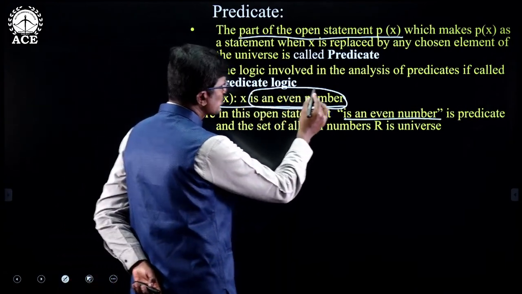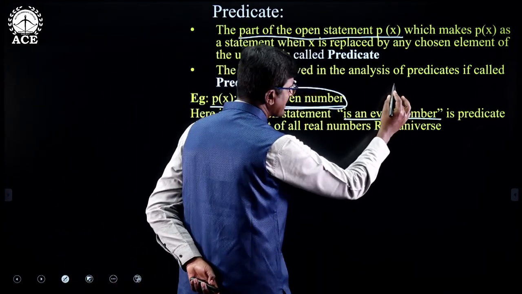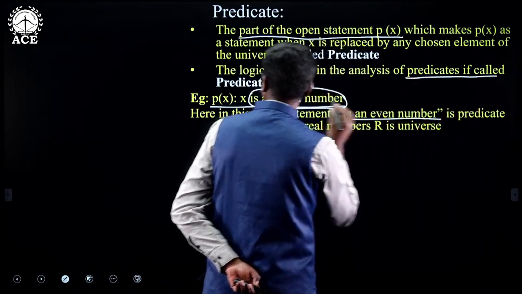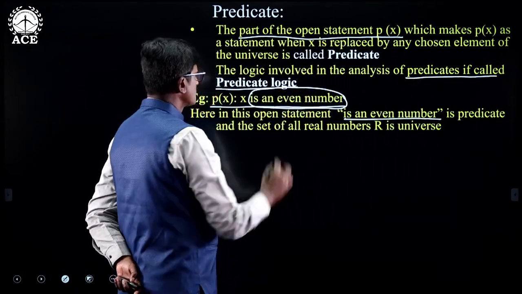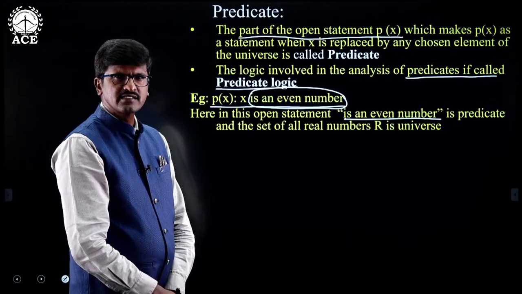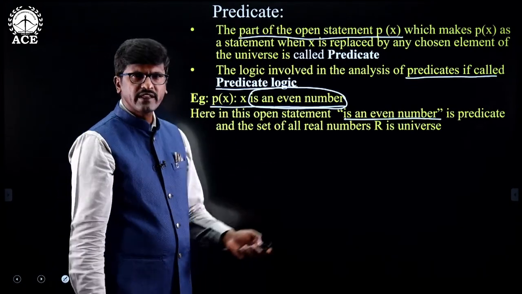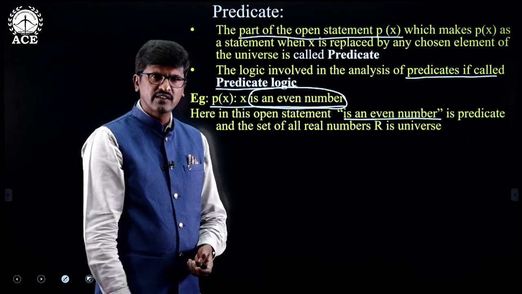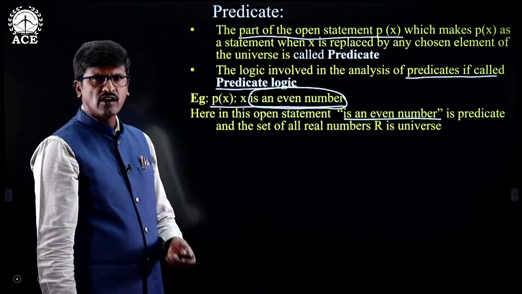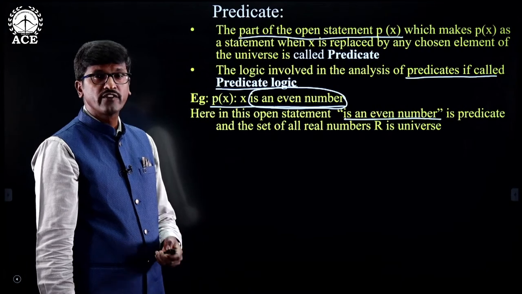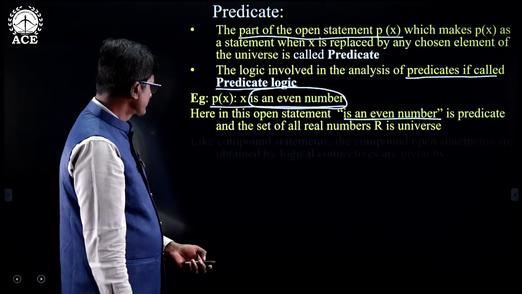Next, the logic which we are discussing for predicates is called predicate logic. The logic involved in the analysis of predicates is called predicate logic. This predicate logic is also called first order logic, mathematical logic 1, or quantificational logic.